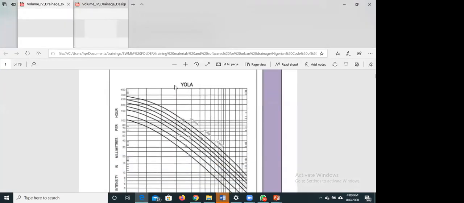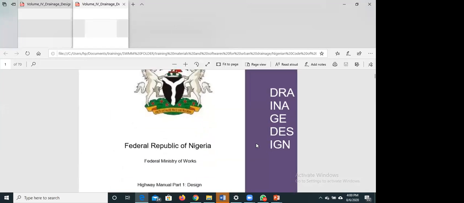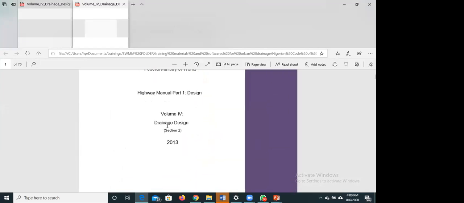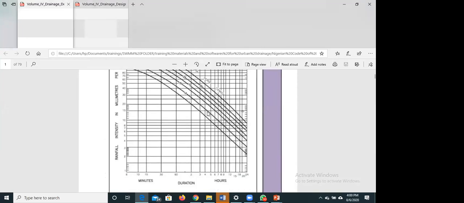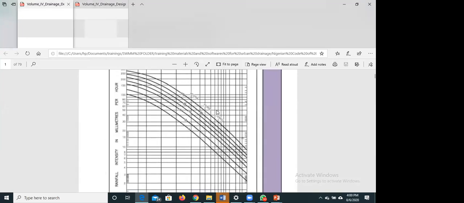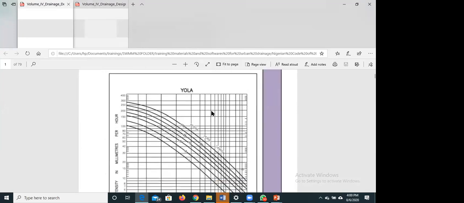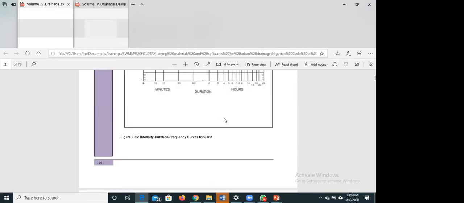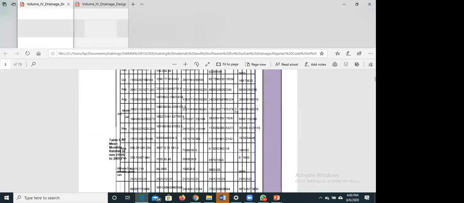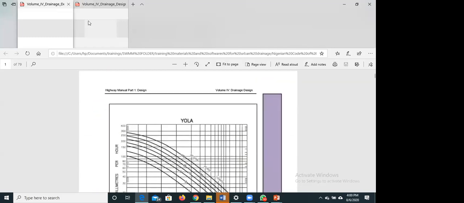Let me just open the first one and the second one and show something. Okay, you can see here. Look at the page now. This is Federal Ministry of Works, 2013. This is the Drainage Design Manual. I've shared it with us. You have it, it's your own. Then if you go to volume 2, this is Yola. So if I'm doing drainage for Yola, I must consult this. This one is for Zaria. This one is for, okay, and so on and so forth.